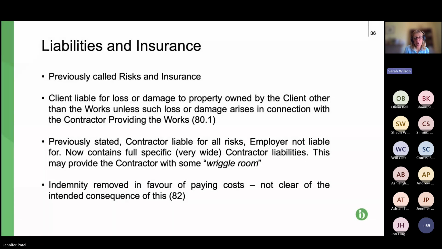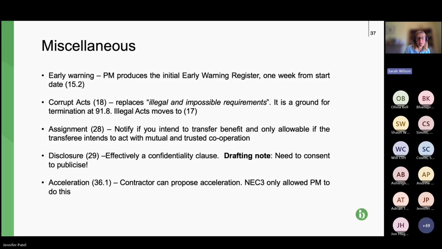Right, some small changes to liabilities and insurance, which I'll leave you to read later. If we can move to the next slide.